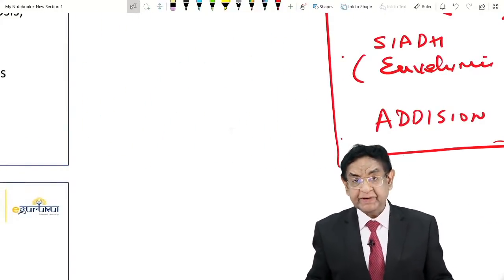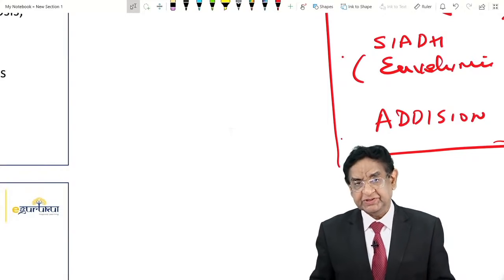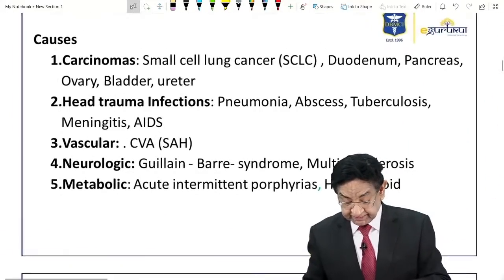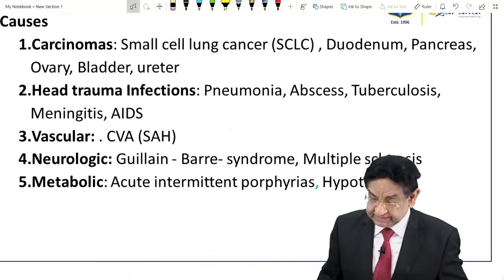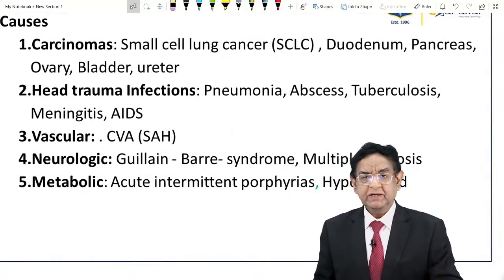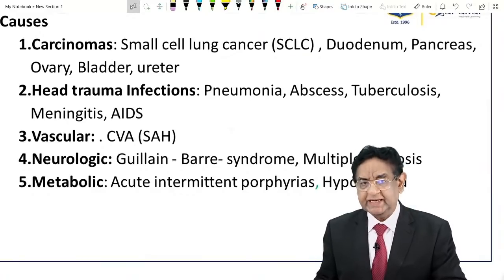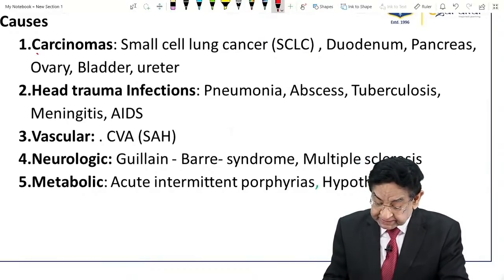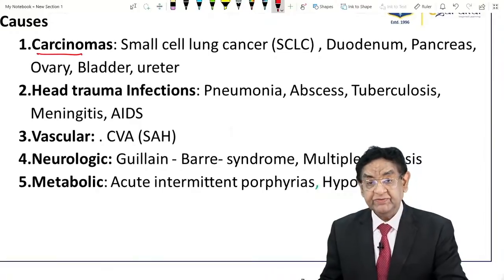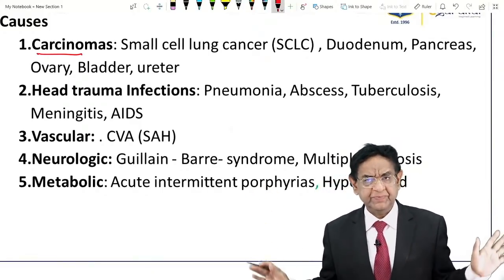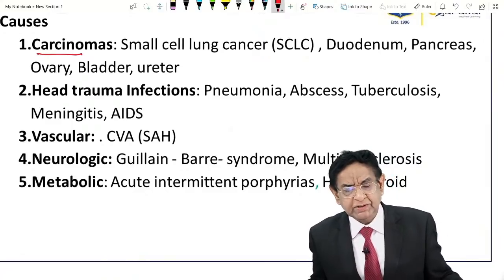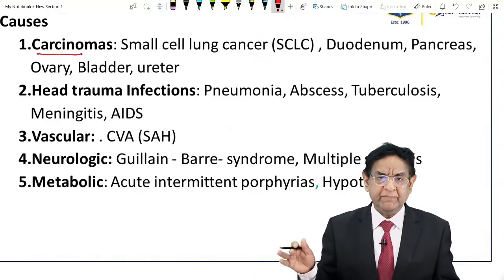Friends, knowing the basics is the most essential thing to get success in any exam. So with this background of basic concept about SIADH, now let us see what are the causes where we can see SIADH. Certain cancers. If you see the list in any book, there is a huge list. Do we need to remember all of it? No way, nobody can remember.